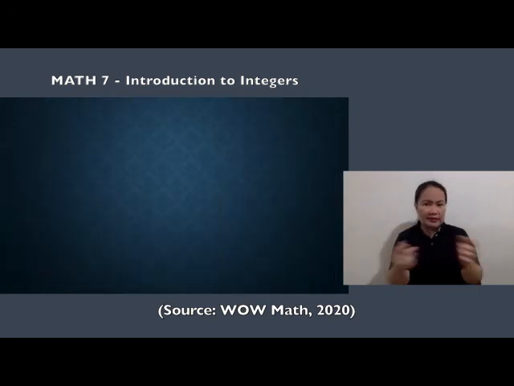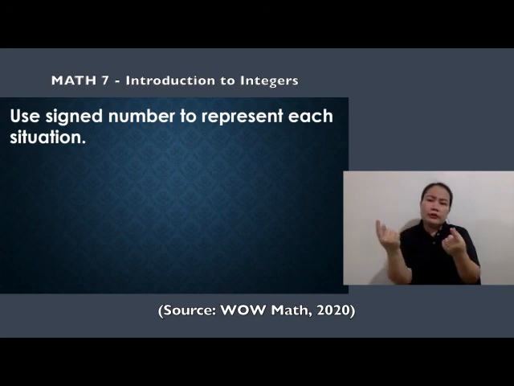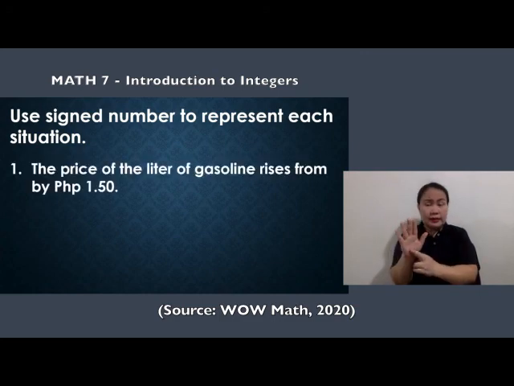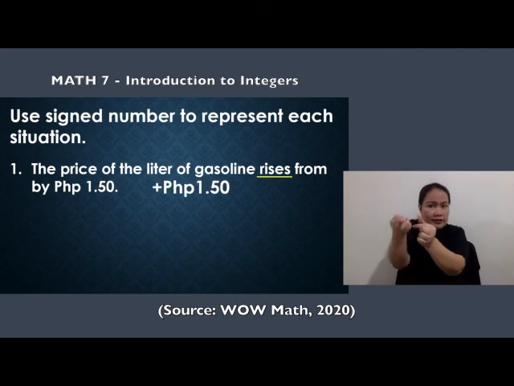Okay, next. Let us try to use signed numbers to represent each situation. Okay. So, ito naman, gagawin natin, i-represent natin yung signed number given the situation. So, the price of the liter of gasoline rises from 150 pesos. So, how will you represent this? The word here is rises. So, ibig sabihin, this is positive. So, we will have positive 150 pesos.